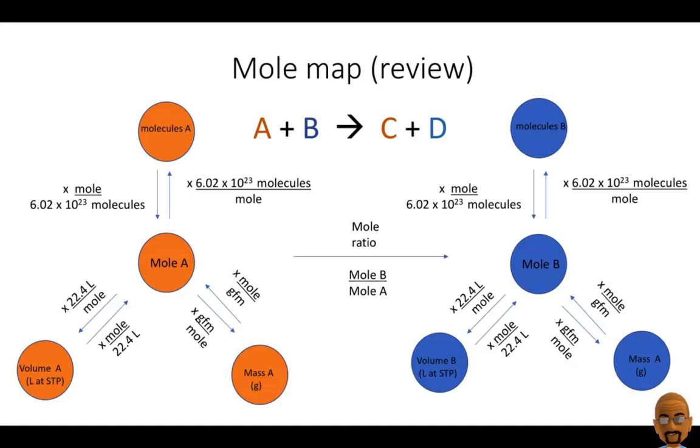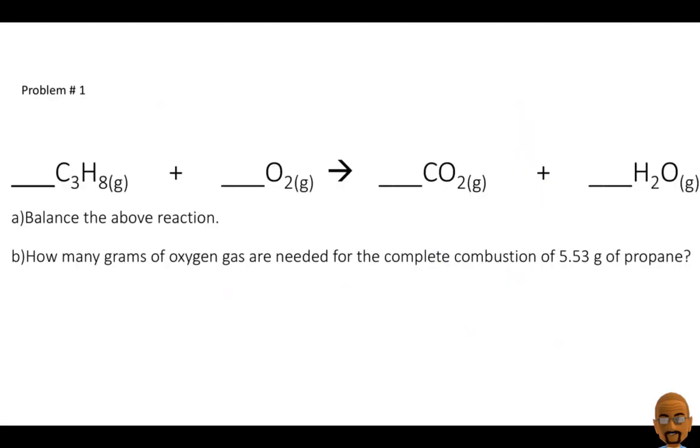And I'm not going to go over the fine details of this map because we've seen this before, but we're going to use this to answer stoichiometry problems using the ideal gas law. We'll see that it's still applicable. So the first question that we're going to look at is this one, which shows a combustion reaction in which you're being asked how many grams of oxygen are needed for the complete combustion of a certain amount of propane.